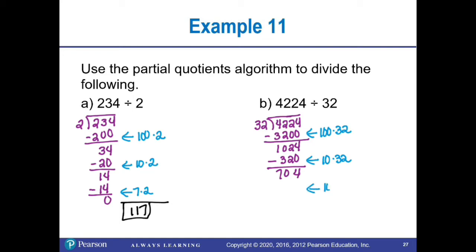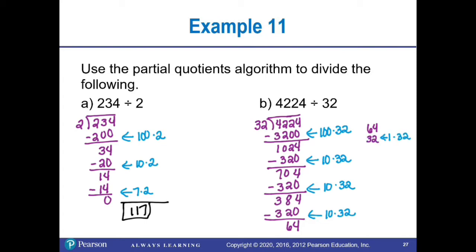I can take away another group of 10 32s. That leaves me with 384. I could take away another group of 10 32s. That leaves me with 64. So now I can no longer take out 10 32s at a time. I'm going to have to take out a single group of 32s.